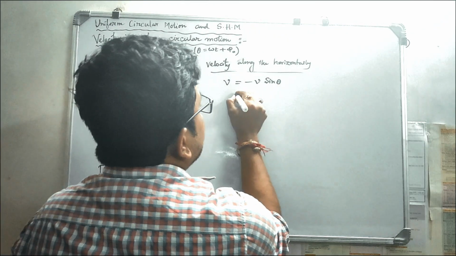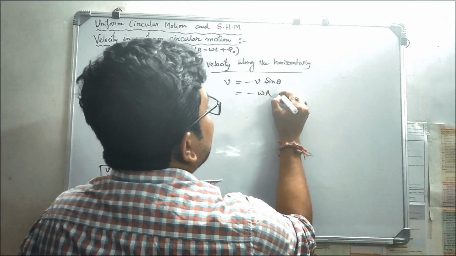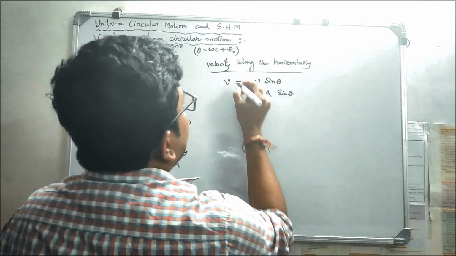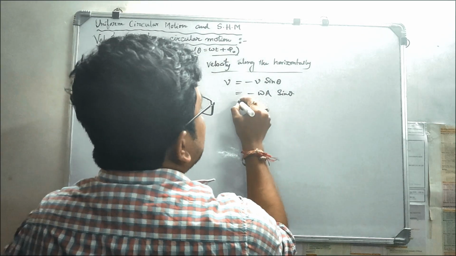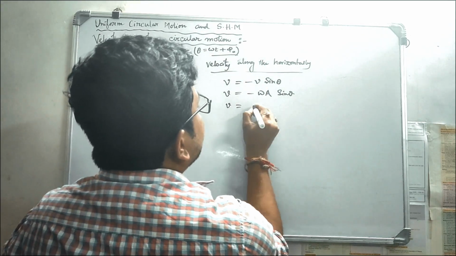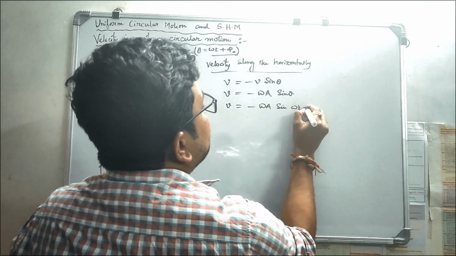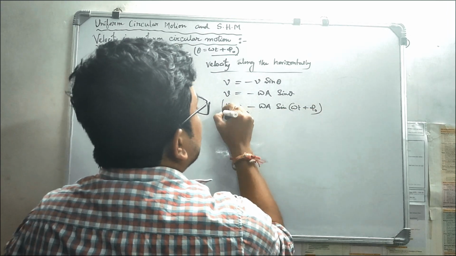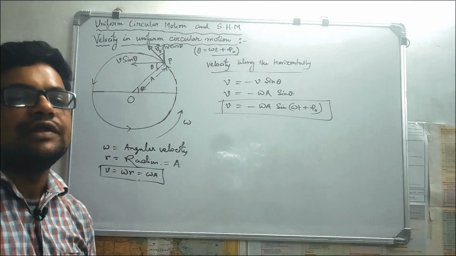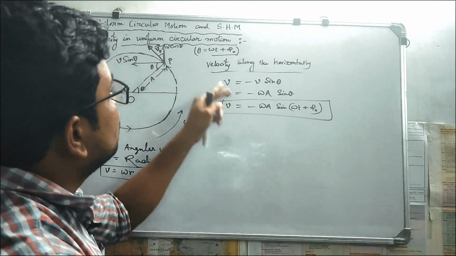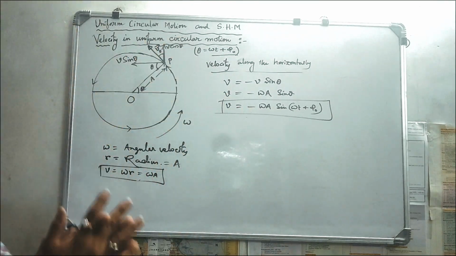Okay, so instead of this I will write omega a sine of theta, and as theta is omega t plus phi naught, therefore the velocity component is nothing but minus omega a sine of omega t plus phi naught. So you are getting this expression of velocity from the uniform circular motion.